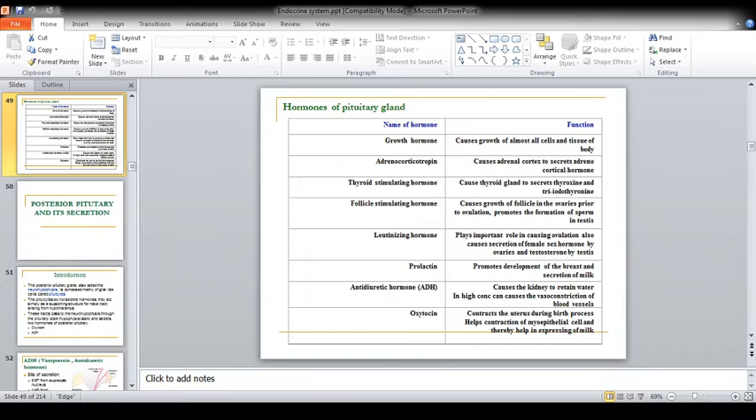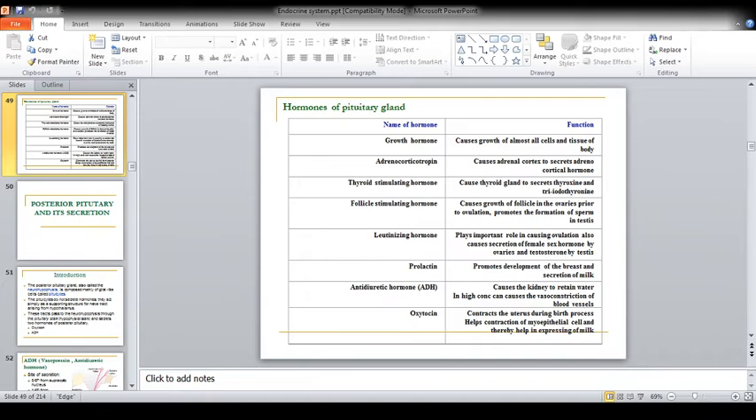Then there are cells which are known as thyrotrophs. Thyrotrophs release the thyroid stimulating hormone. This thyroid stimulating hormone acts on the thyroid gland, and the thyroid gland in turn secretes thyroxine and triiodothyronine, that is T4 and T3. Then there are gonadotrophs. Gonadotrophs release follicle stimulating hormone and luteinizing hormone.